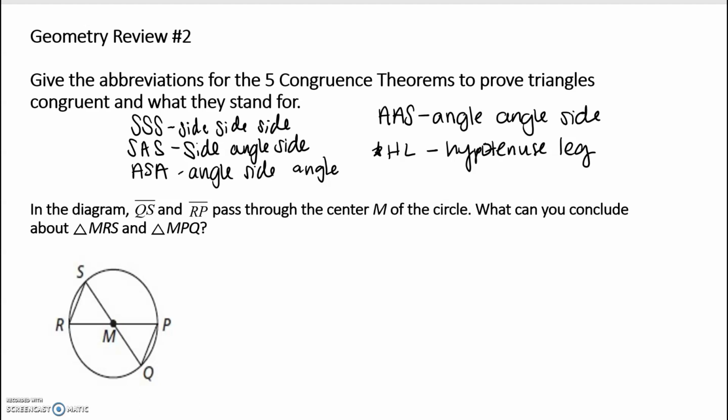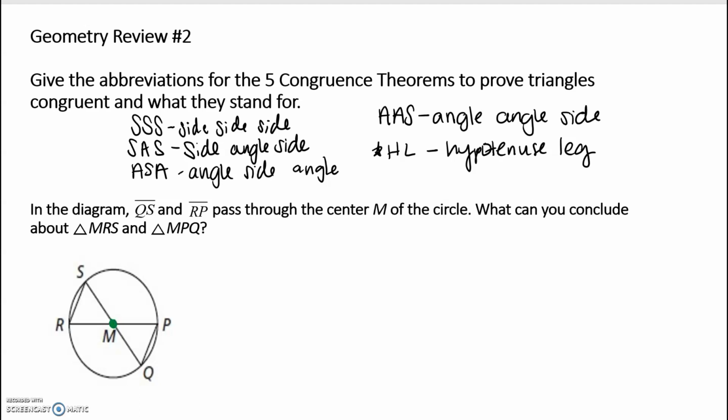Okay, so here's an example that goes with those. In the diagram, QS and RP pass through the center M of the circle. What can you conclude about triangle MRS and triangle MPQ? So just looking at the shapes, I know that these go through the center of the circle.